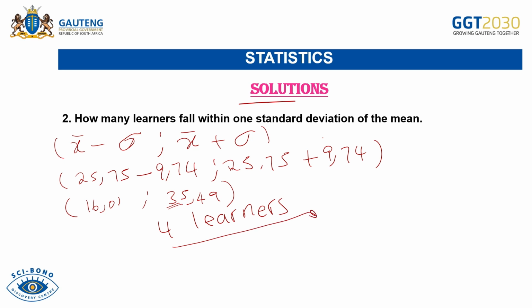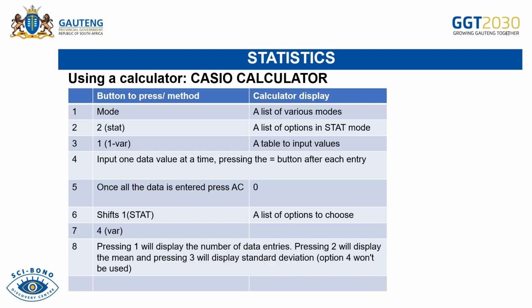Done, and you get your full marks. Okay, so now let's use a calculator. Make sure you've got your Casio calculator with you so that you can see how we use a calculator to find the mean and the standard deviation.